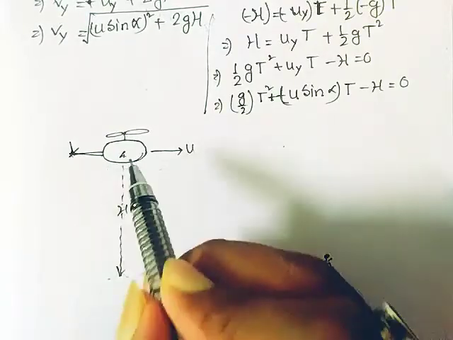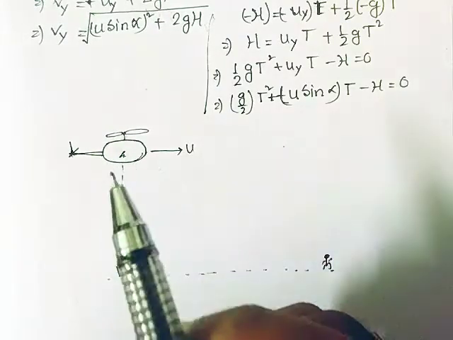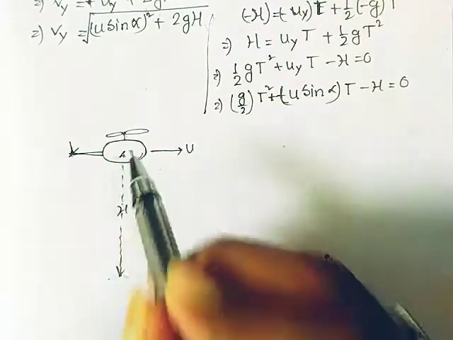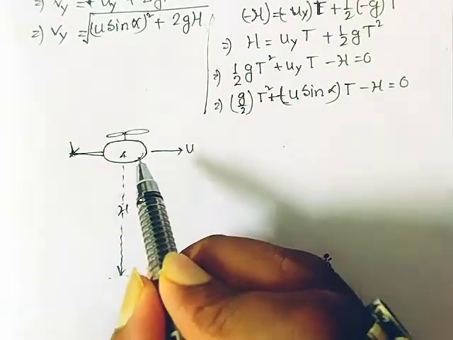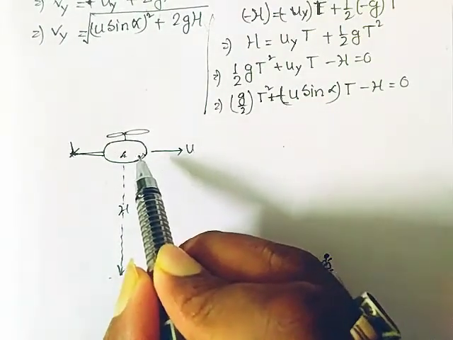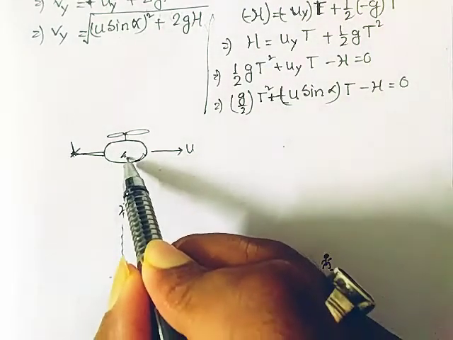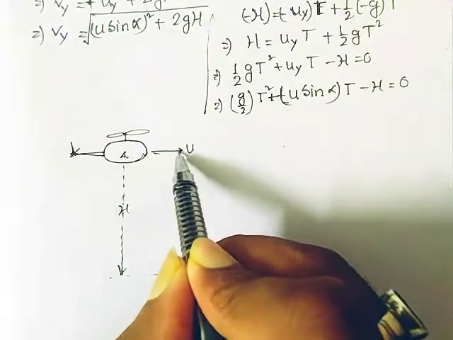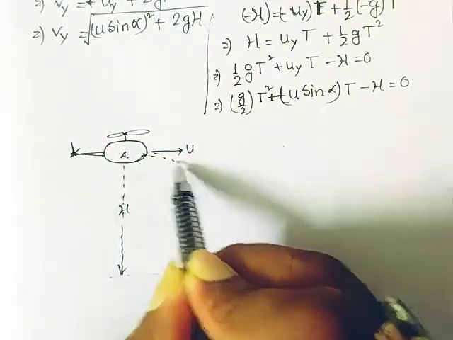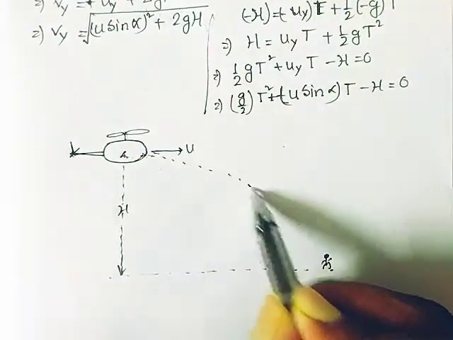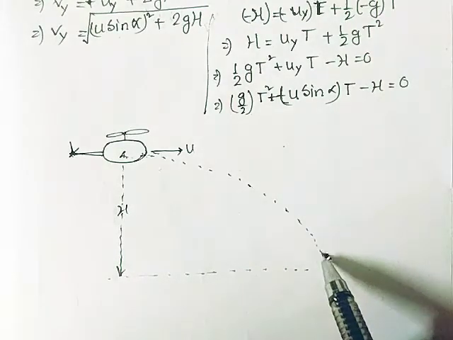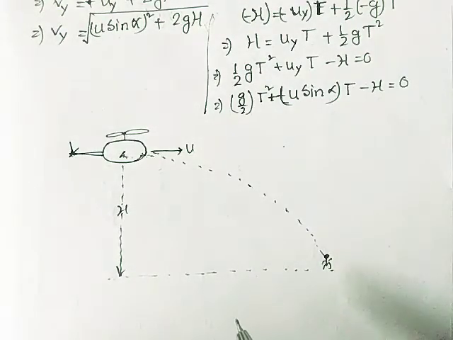Since it is inside the reference frame of the helicopter, it has the same velocity as the helicopter. So when it is just released, at that time it has the velocity same as that of the helicopter. So it will reach the target here, just like this. It will reach the target just like here.